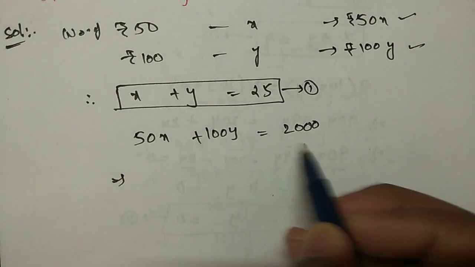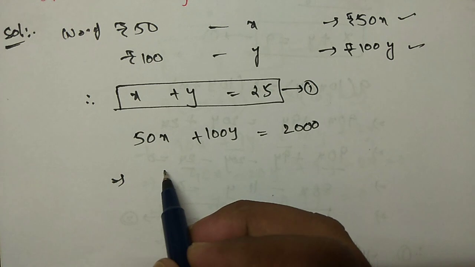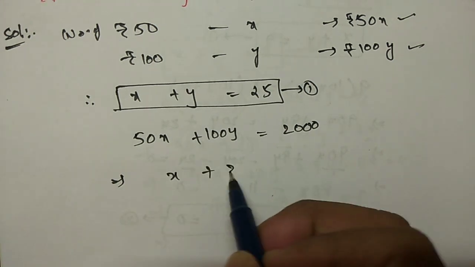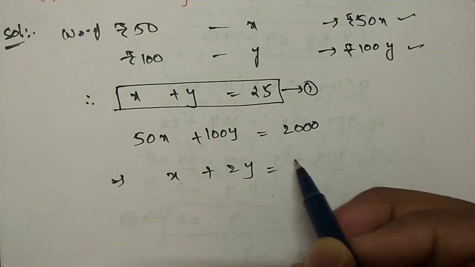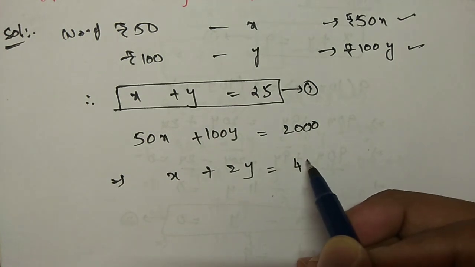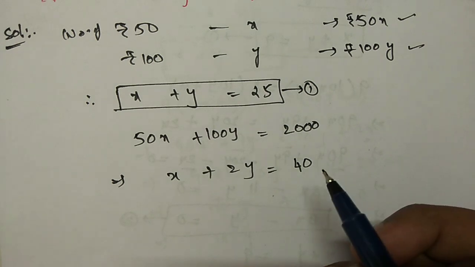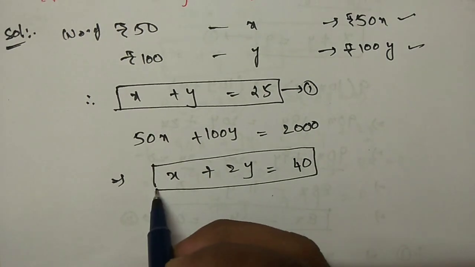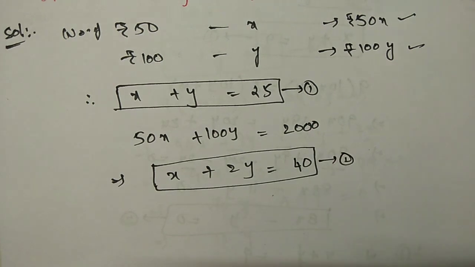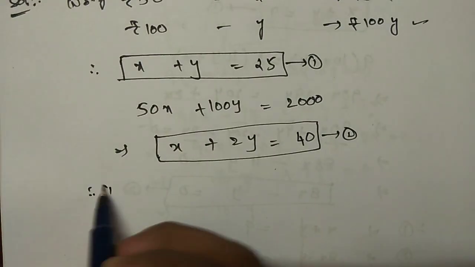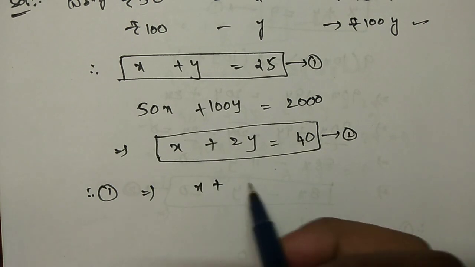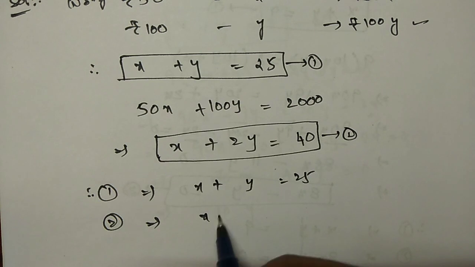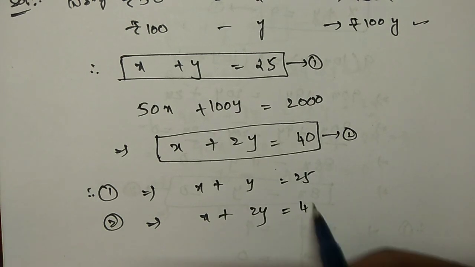This implies divide both sides by 50. 50 ones are 50, 50 twos are 100, 50 40s are 2000. So this is the second equation. Then 1 implies x plus y equal to 25. 2 implies x plus 2y equal to 40.